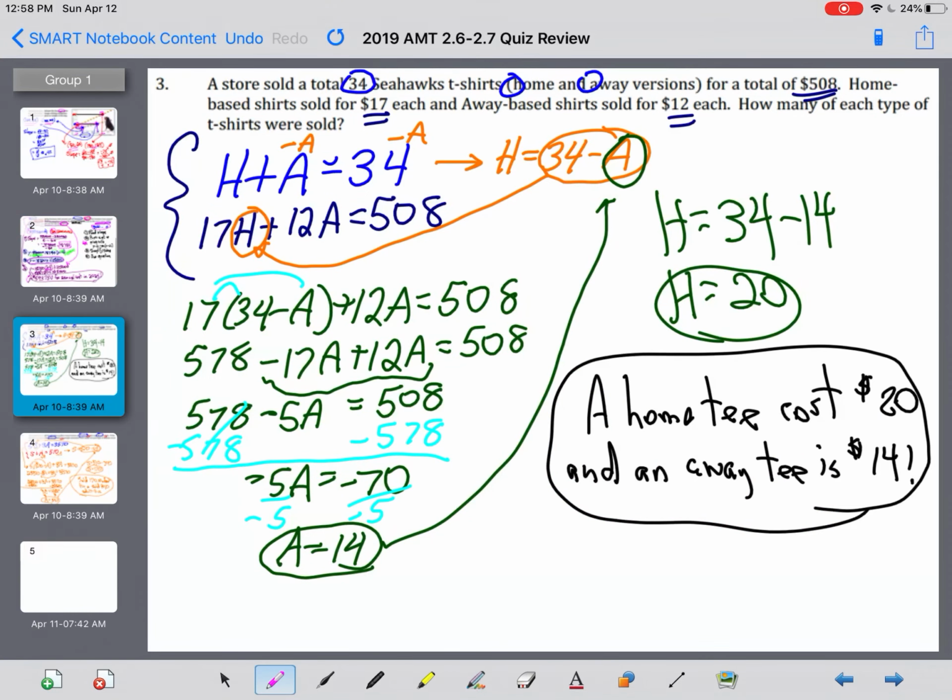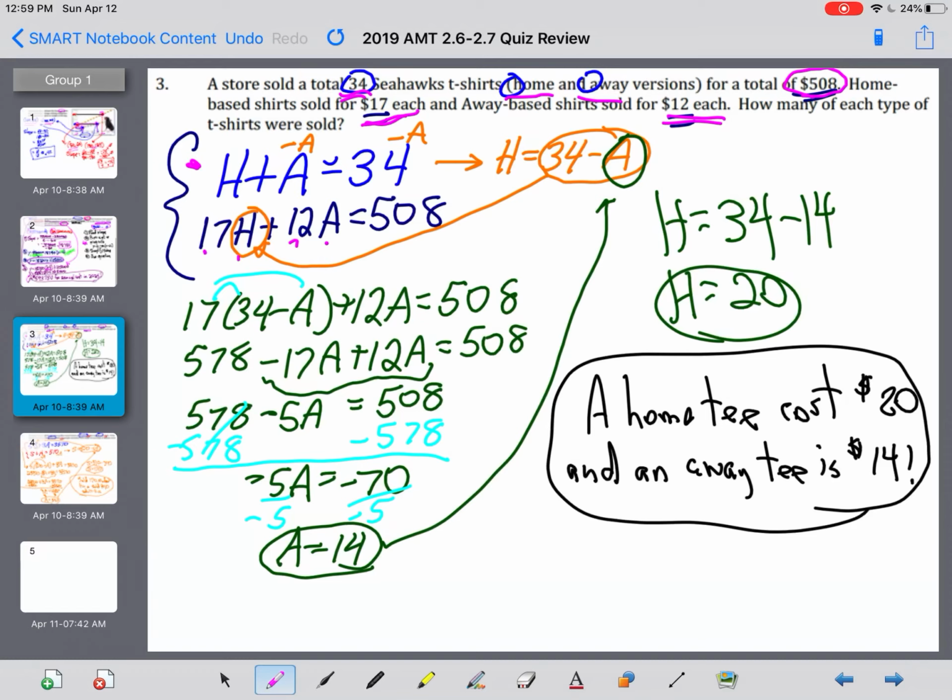Here we have systems of equations, which we talked about in 2.7. Check your notes. And we have two kinds of relationships. We have the number of home jerseys and away jerseys adding up to 34, and that was this equation. And then in terms of the money taken in, I ended up with a total of 508, and each home jersey or t-shirt was $17, and the away was 12. So 17 times the number of home jerseys, 12 times the number of away t-shirts, not jerseys.